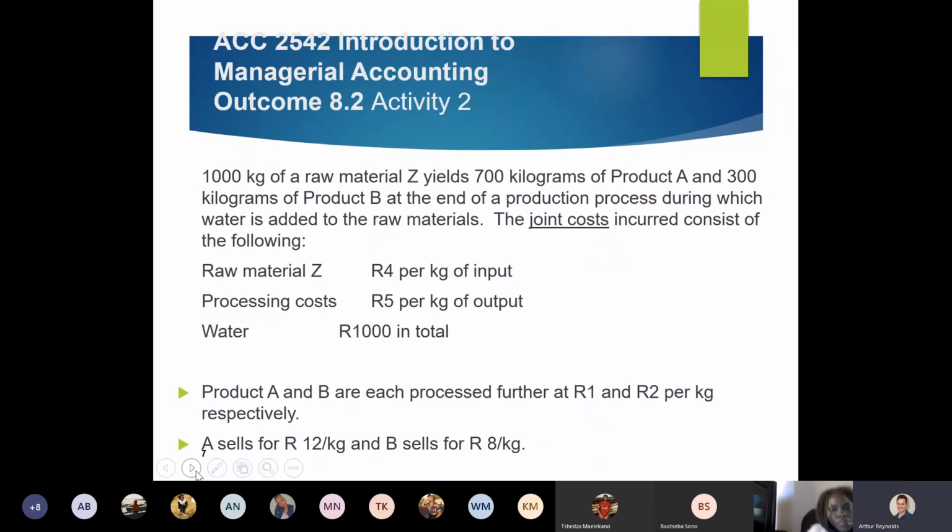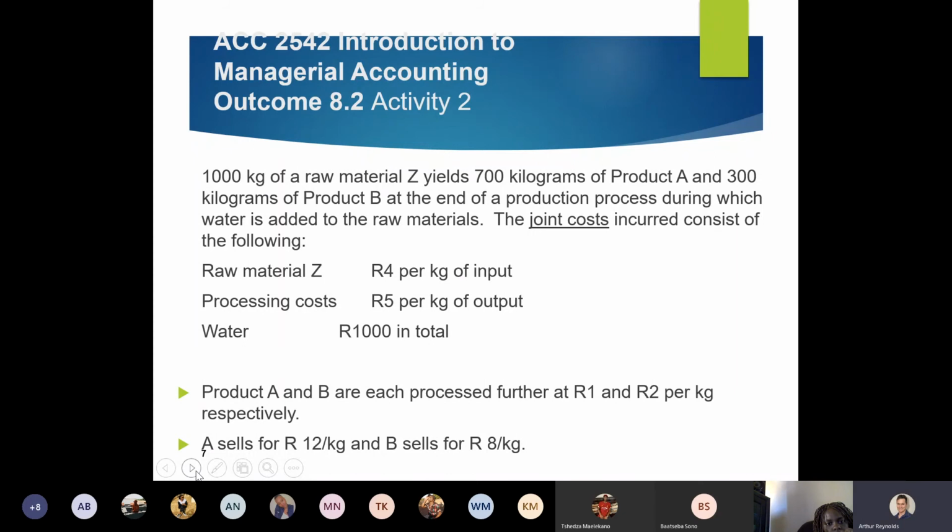Okay, so to illustrate how this now works in terms of joint cost, let's look at an example. A raw material Z, 1,000 kilograms of it. You take 1,000 kilograms of this material. Once you process it, you're able to see 700 kilograms of A and 300 kilograms of B. So you get a little bit more of A, but the point is that of this one process, you get 2 different products.